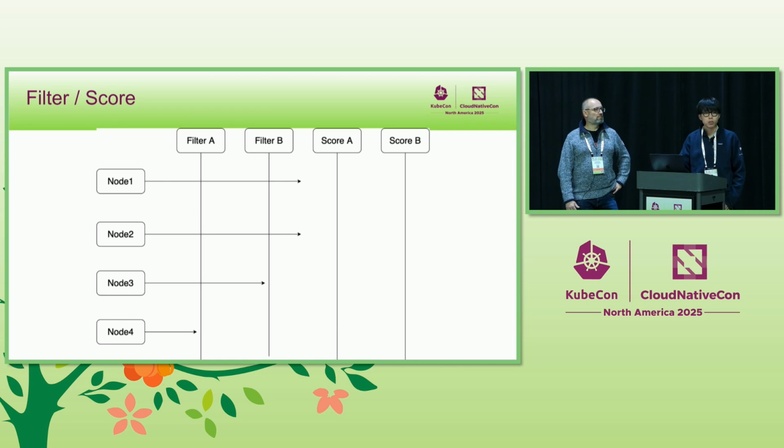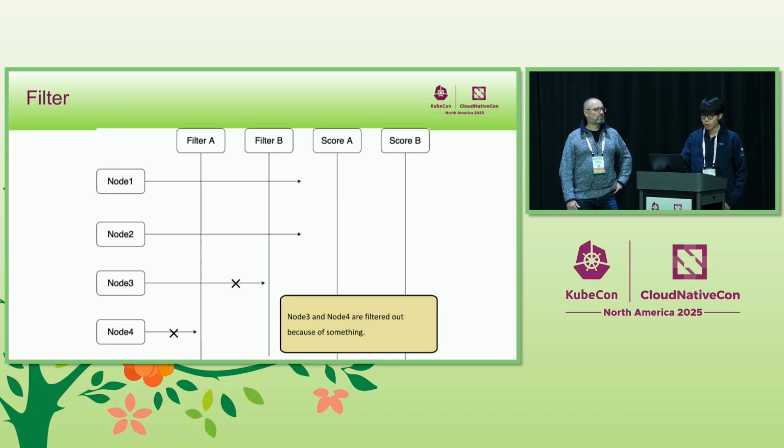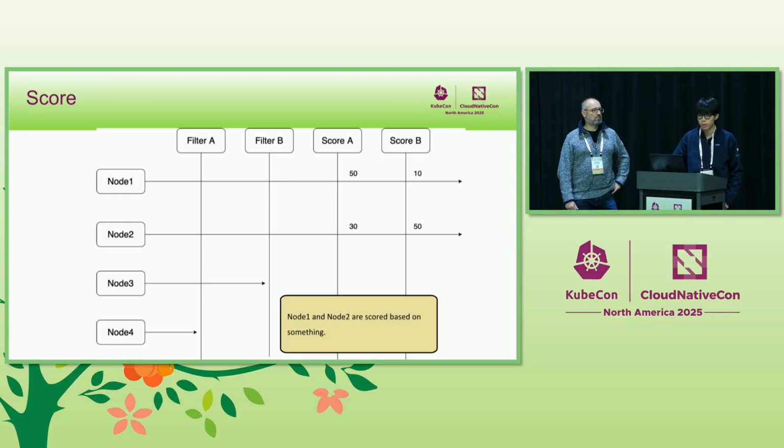Let's say we are scheduling some pod, and we have 4 nodes, and we have those plugins. First, we filter out some nodes based on filter plugins. In this case, node 3 and node 4 are rejected. Then the remaining node 1 and node 2 go to the scoring phase, and are scored based on something again. Then we have a total score, and we decide that, in this case, node 2 is the best node for the pod.